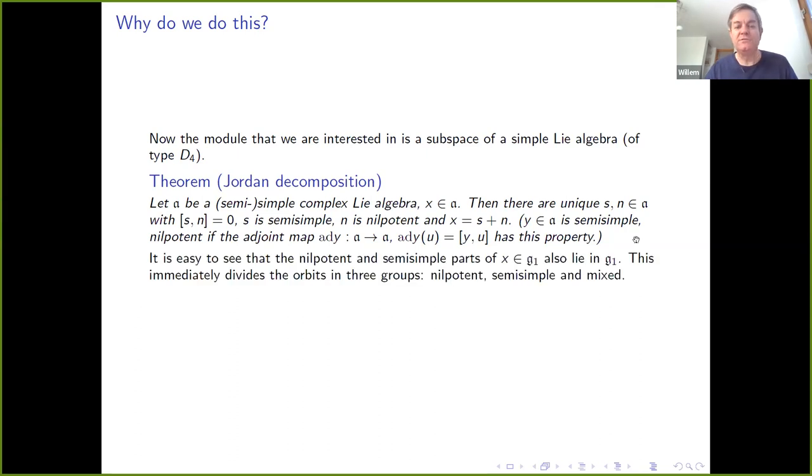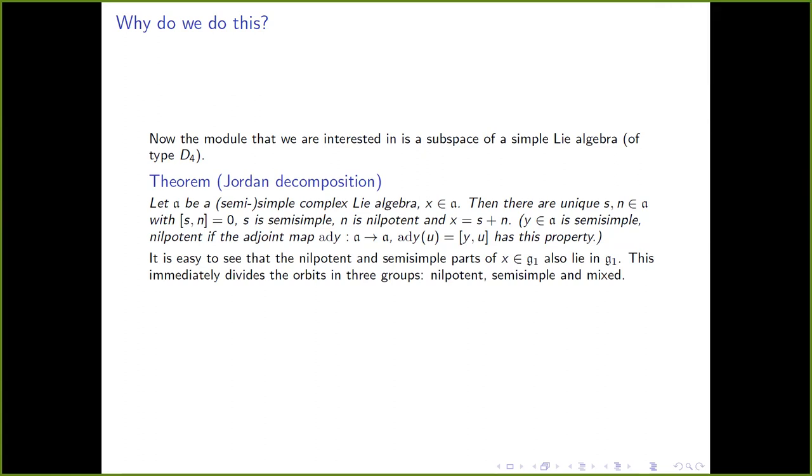And now it's not so difficult to see, using this automorphism theta, that if you have something in the subspace G1, then its nilpotent and semi-simple parts also lie in G1. And this then immediately divides our orbits into three groups: nilpotent, semi-simple, and mixed. So you can have orbits of nilpotent elements, orbits of semi-simple elements, and then orbits of elements that are neither nilpotent nor semi-simple. So they're called mixed.